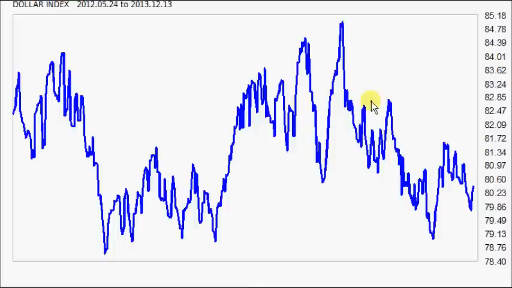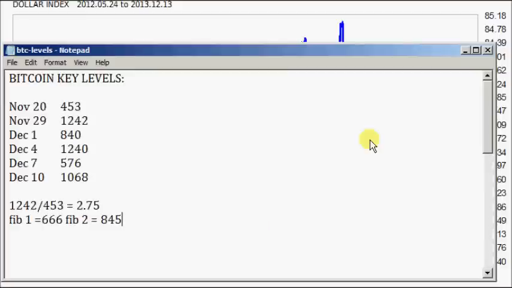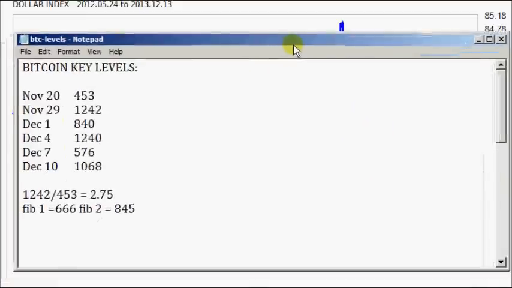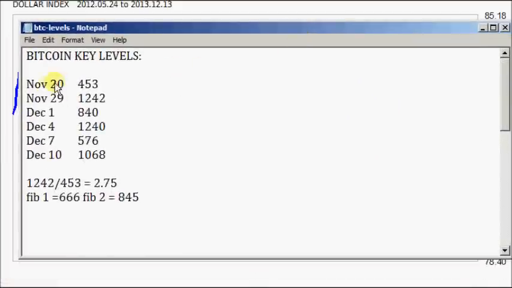Finally, Bitcoin. I don't have data to actually show the chart, but I'm going to show key levels. So these are the levels for Bitcoin. On November 20th, it hit a bottom of 453. 9 days later, it almost tripled, 2.75 times higher, up to 1242. On December the 1st, 2 days later, it retraced down to 840.